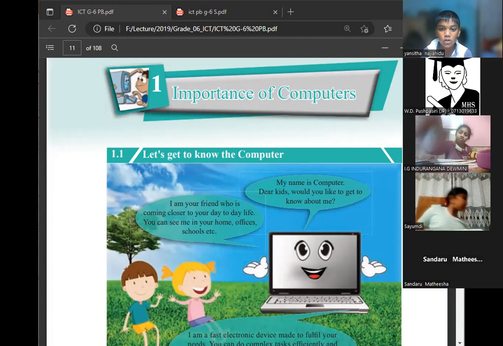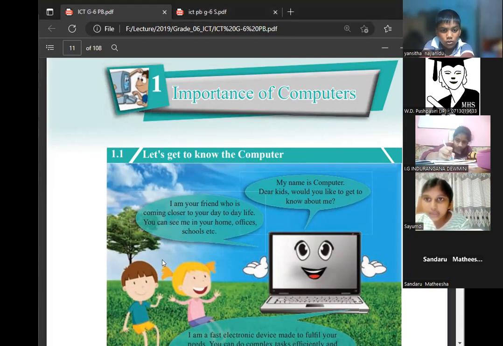Right, okay. Here you can understand, let's get to know the computer. Let's get to know the computer.